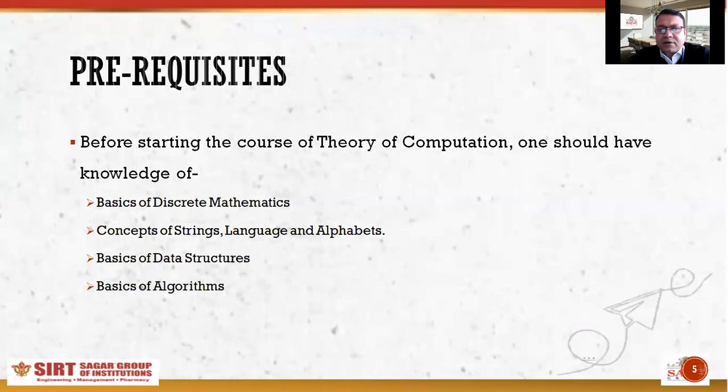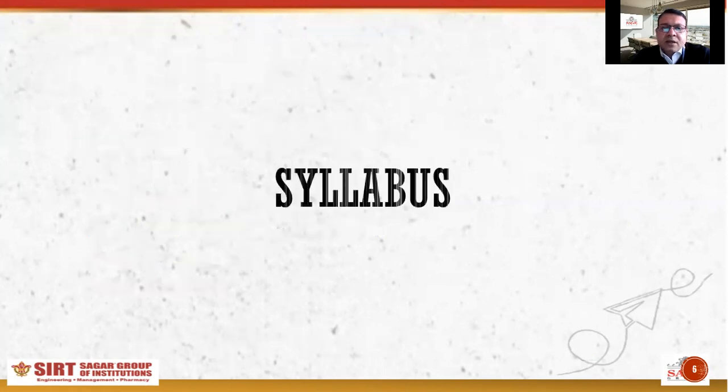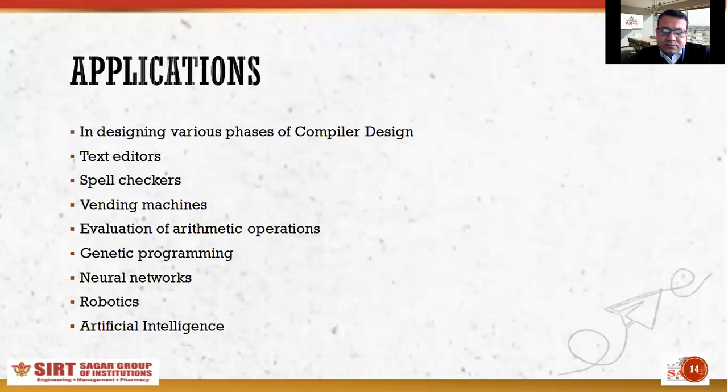One should have some basic knowledge of discrete mathematics. What are strings, languages, and alphabets? What are the basics of data structures and algorithms? If you have slight or basic knowledge of all these things, you can easily understand this subject.